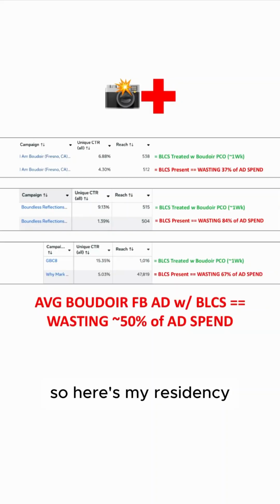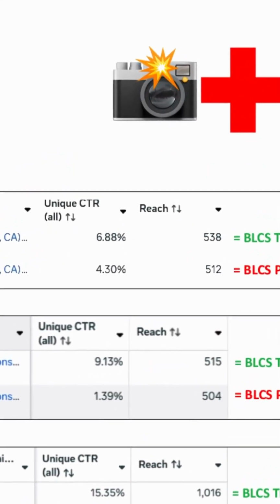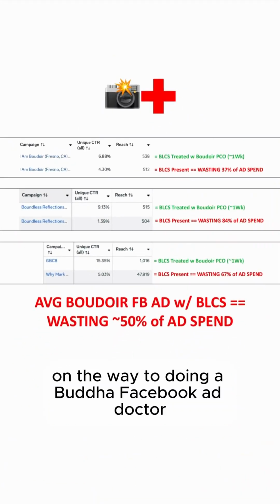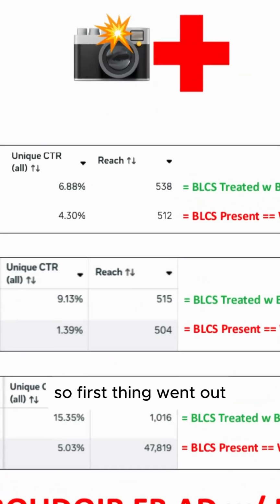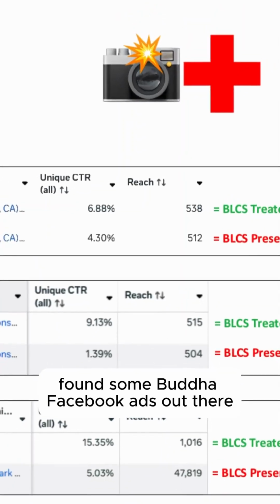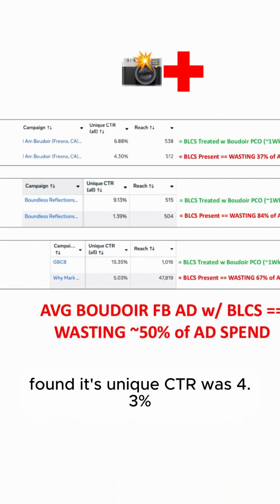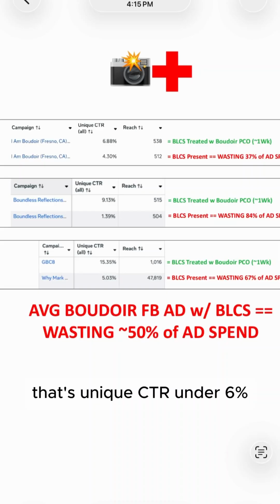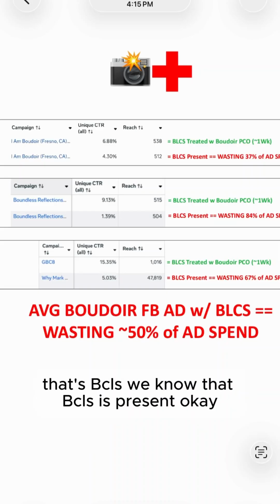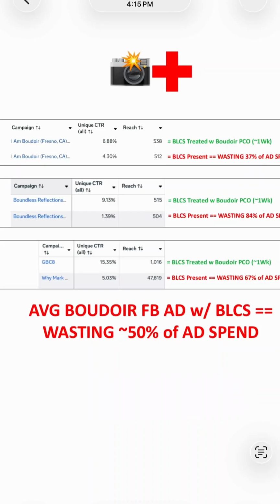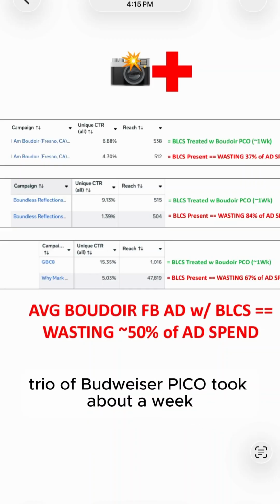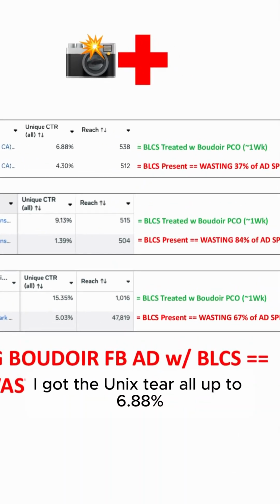So here's my residency on the way to doing Boudoir Facebook ad doctor. First thing, I went out, found some Boudoir Facebook ads out there, pulled the first one into my hospital, tested it, and found its unique CTR was 4.3%. That's unique CTR under 6%. That's BLCS. So we know that BLCS is present. Okay, so I duplicated it, treated it with Boudoir Pico. It took about a week and got the unique CTR up to 6.88%.